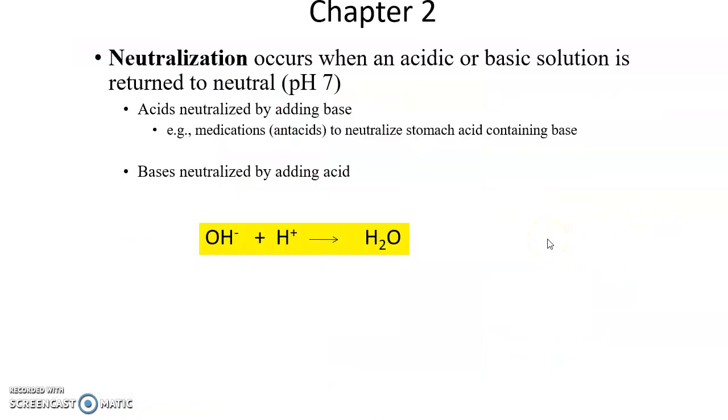Neutralization. Neutralization is when an acid and a base are put together, and that gets rid of the pH and turns it into a pH of 7. So making an acidic solution or a basic solution become a pH of 7. So acids are neutralized by adding base to them. Bases are neutralized by adding acids to them. Get the right amount added, and you'll get a pH of 7, the same as pure water. So for instance, medications like antacids, people take those to neutralize the stomach acid so that the environment in the stomach becomes neutral rather than remaining acidic.